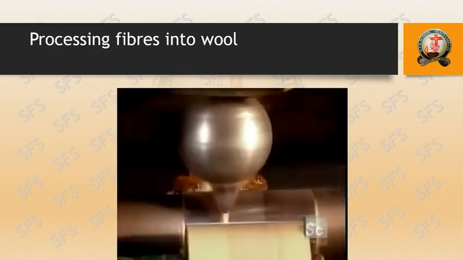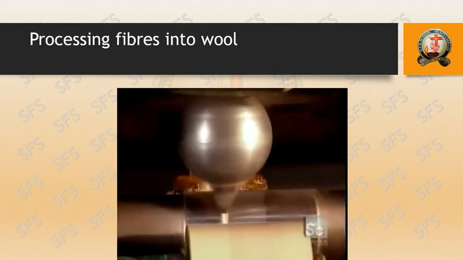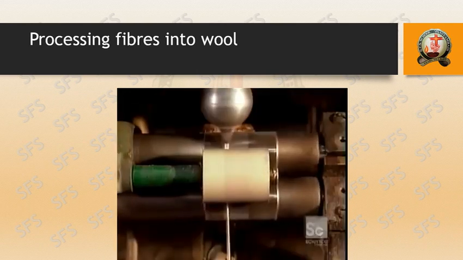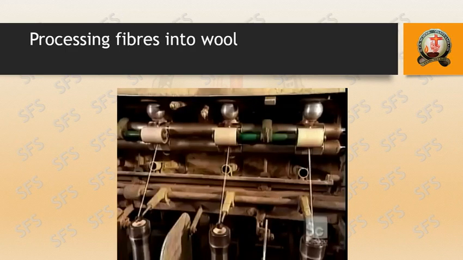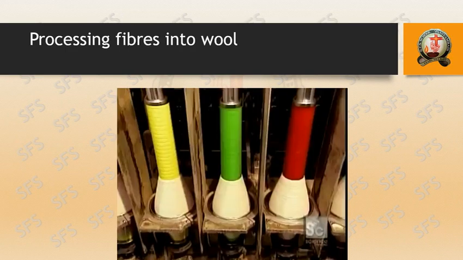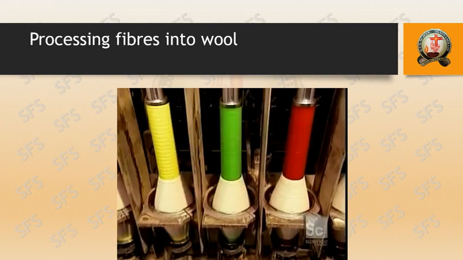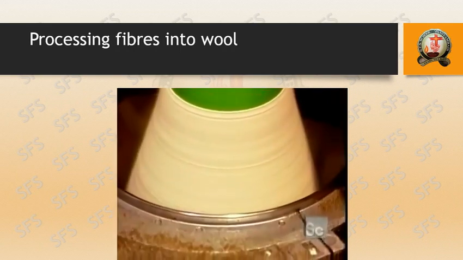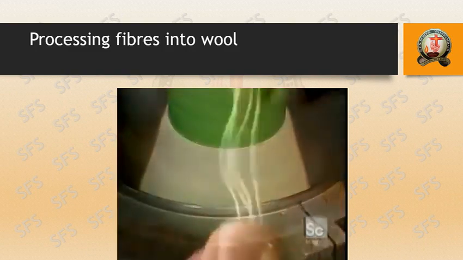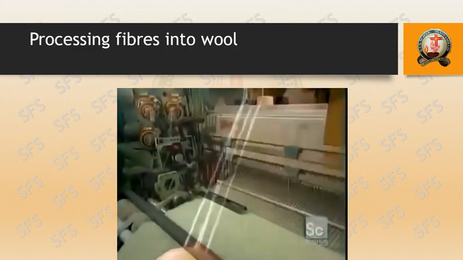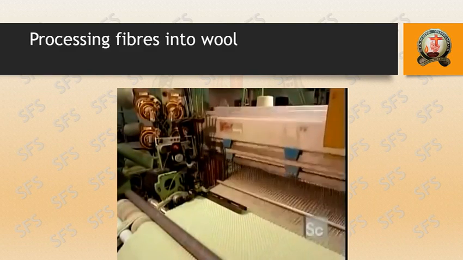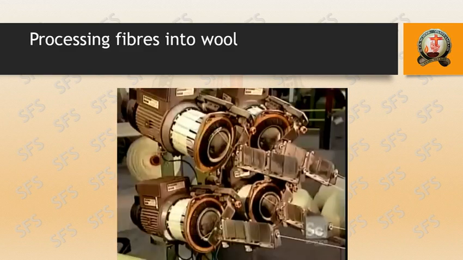Each roving goes into a device called a spinning frame. It stretches the roving and spins it tightly, producing wool yarn. The yarn winds onto a bobbin. Spinning gives the yarn strength. Now they can weave it into wool fabric. A fully automated loom does it all.